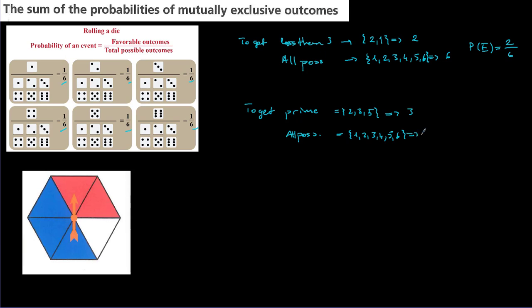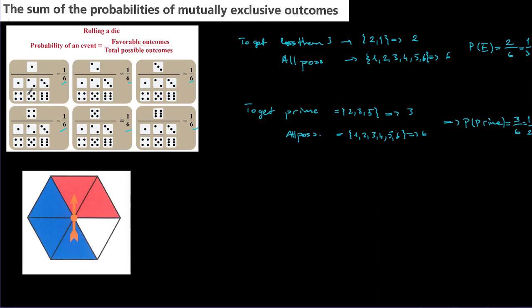So there are 6 numbers here. Then the probability of prime, when you roll the dice, is going to be 3 over 6. I didn't simplify this one, but it's going to be equal to 1 over 2, and here 1 over 3 also it can be. Okay, so here we are understanding that the probability of the mutually exclusive outcomes also gives us 1.